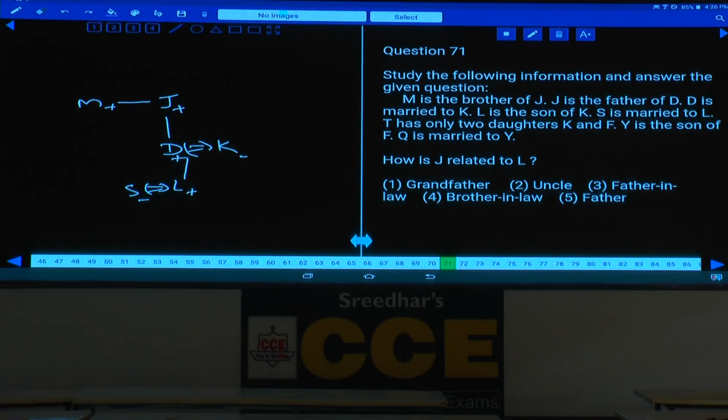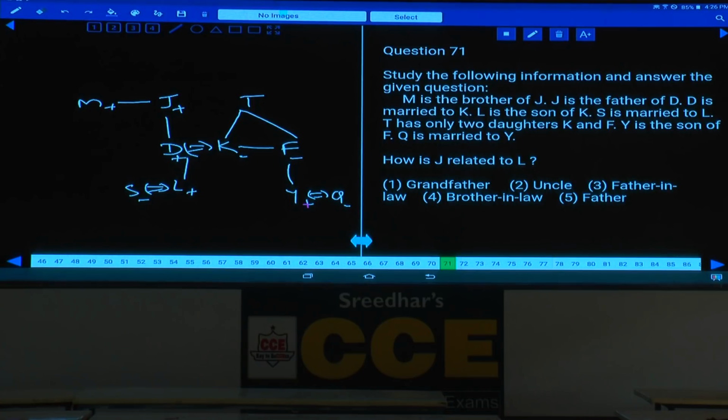T has only two daughters, K and F. This is T. And who is the other person? F. Y is the son of F. Q is married to Y. Q is a female. Done with this, these two persons are siblings to each other.